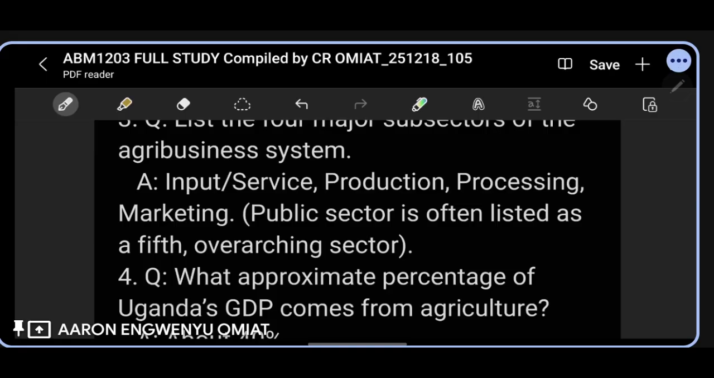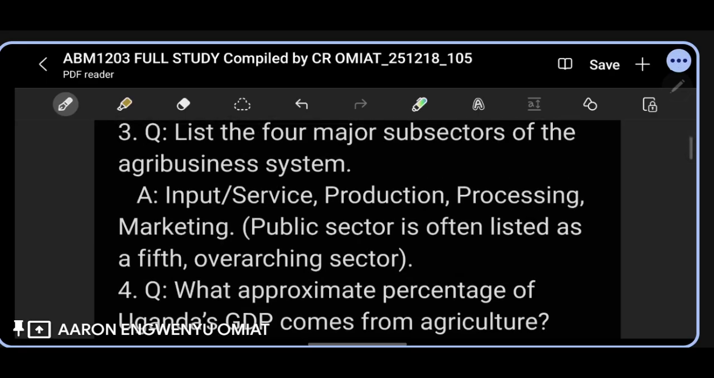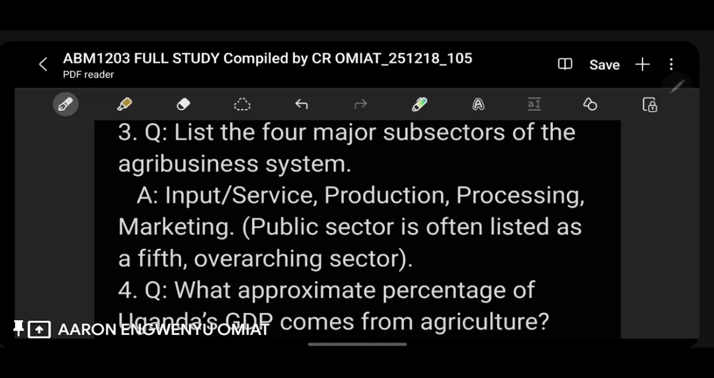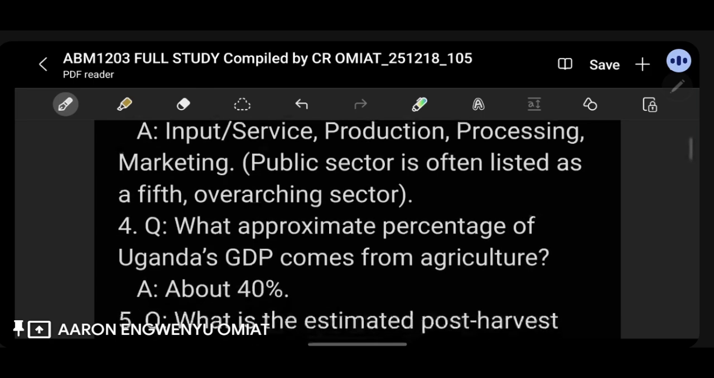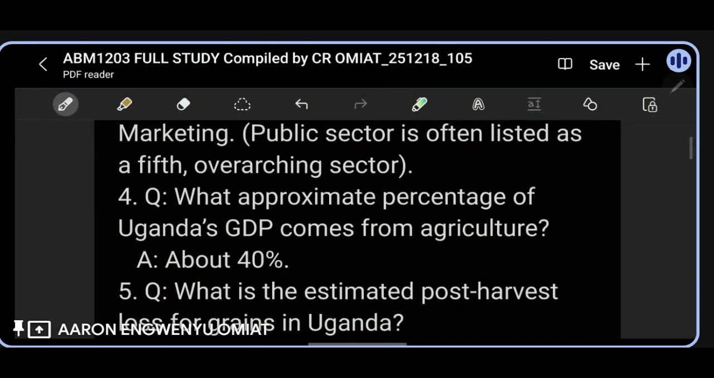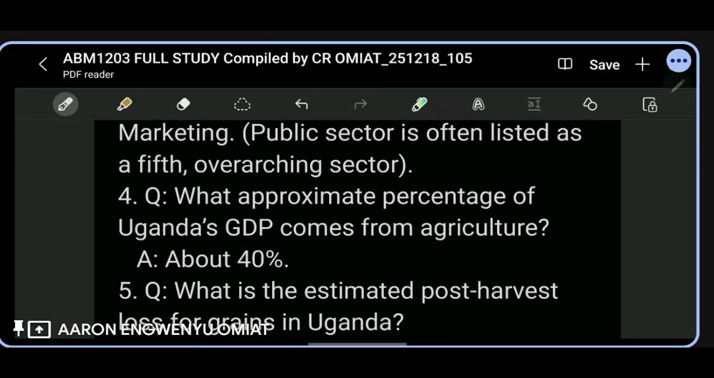What approximate percentage of Uganda's GDP comes from agriculture? That goes to Agaton. It is 40%. Okay, thank you. 40% of the GDP comes from agriculture. If you remember from yesterday's discussion where we looked at GDP, gross domestic product is the total value of all final goods and services produced within a country's borders in a year.